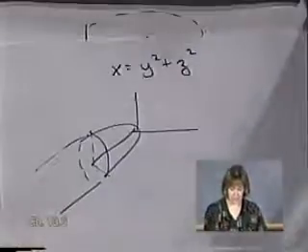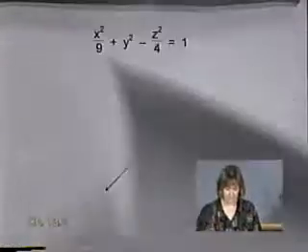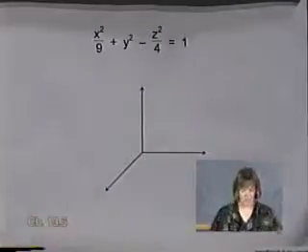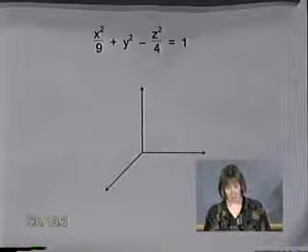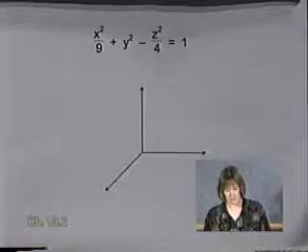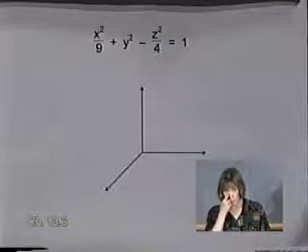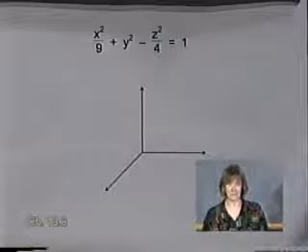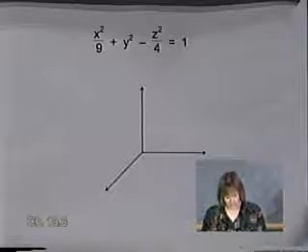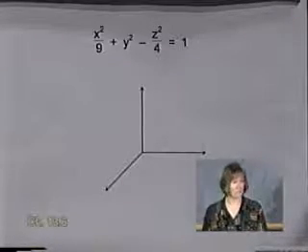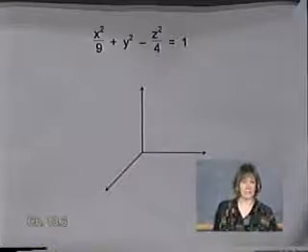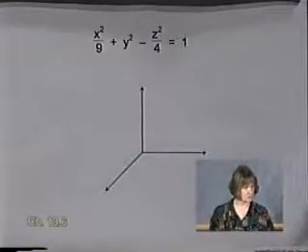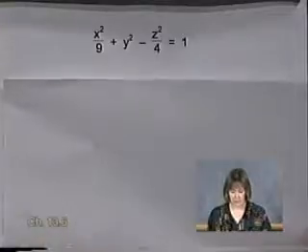Okay, the next one I want to look at, x squared over 9 plus y squared minus z squared over 4 equals 1. Okay? First of all, we're going to find a quick and dirty way to remember these, but right now I just want to do a couple little slices and dices to justify why it looks the way it does.